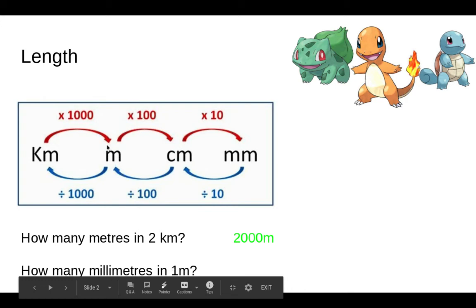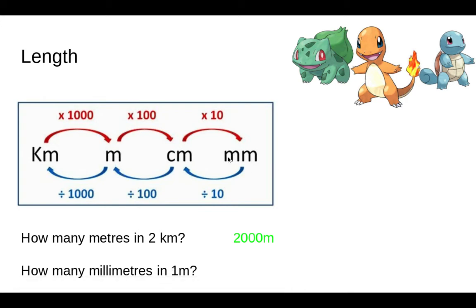How many millimeters in 1 meter? So we have 1 meter. This is our final destination. So 1 times by 100 times by 10 is 1,000. So that's 1,000 millimeters.